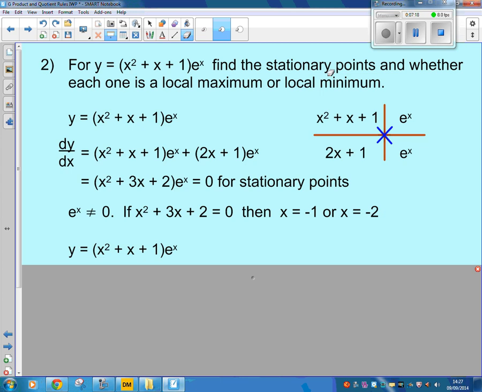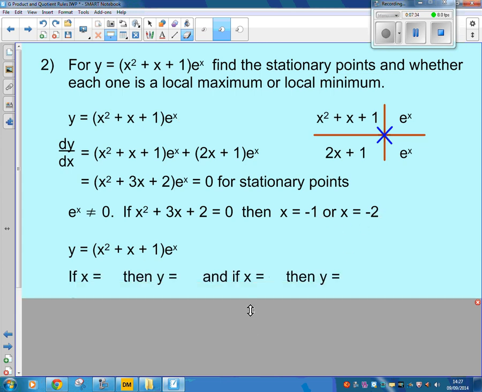Now you are asked to find the stationary points. If they just ask for the x values, they're there. But if you want the stationary points, you have to find the y values as well. So we've got y is (x squared plus x plus 1) e to the x, and we want to slot in x is minus 1, x is minus 2. So if x is minus 1, when you square it is plus 1, minus 1 plus 1, so that's just e to the minus 1.